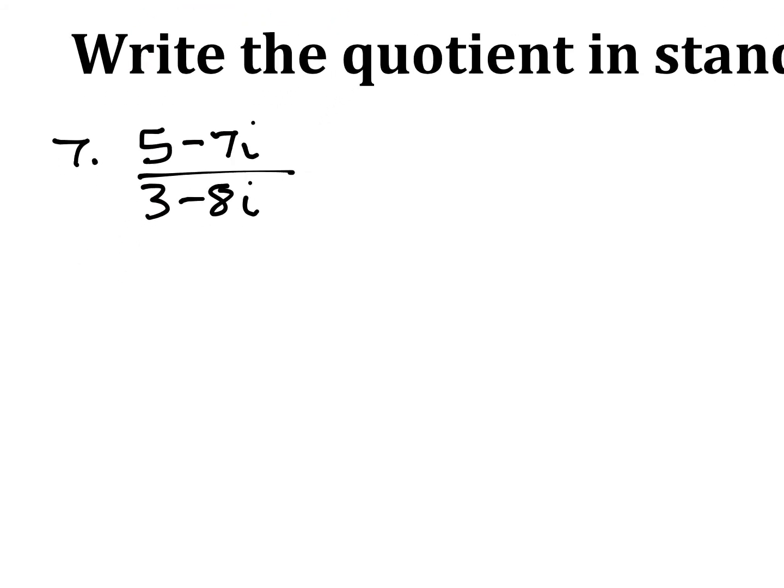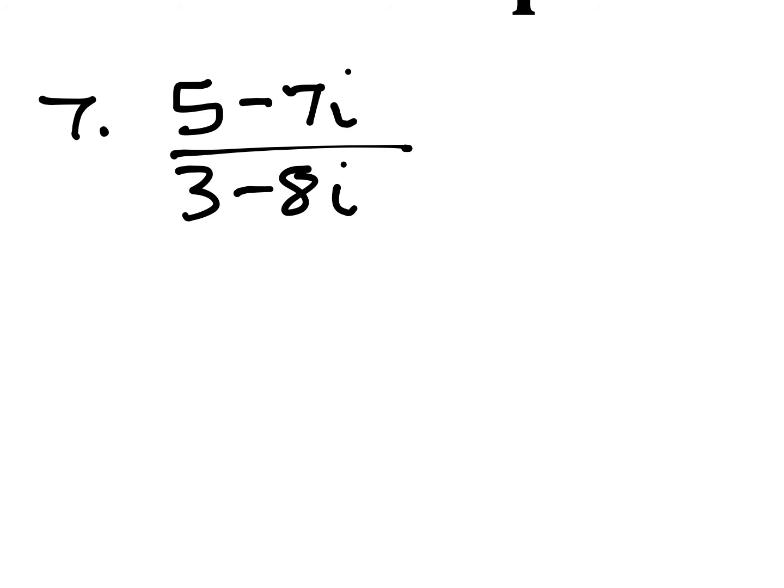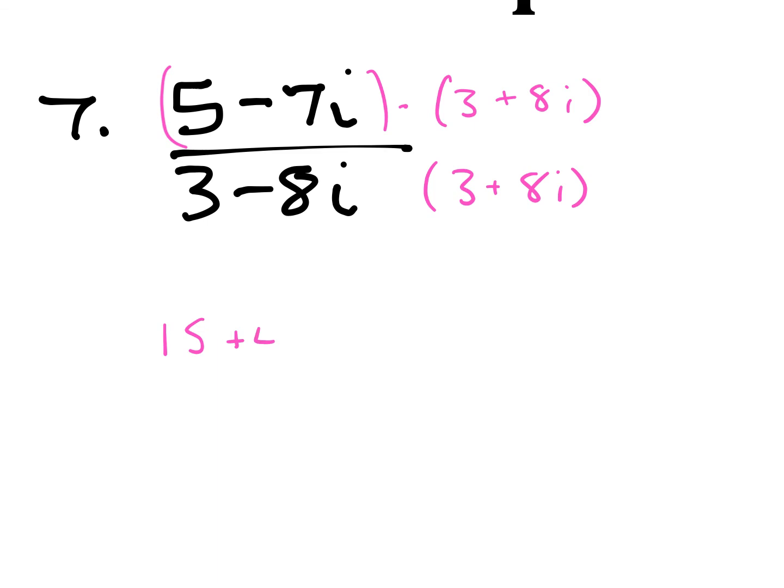Let's look at 7. How can we get this i out from under our denominator? Multiply by the conjugate. So what's our conjugate of 3 minus 8i? 3 plus 8i. And what I do on the bottom, I have to do on the top. Do you want to multiply the top or the bottom first? Let's do the top. So the top we have to FOIL. Multiply the first, we get 15. The outsides, this would be plus 40i. The insides would be minus 21i. And then the last would be minus 56i squared.